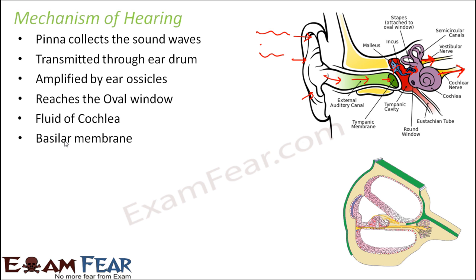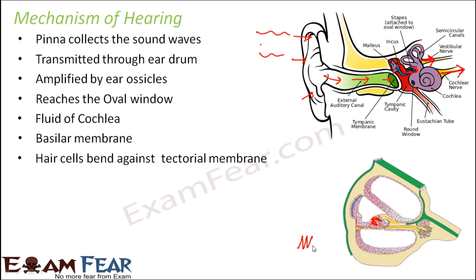So it reaches the fluid of the cochlea, which in turn affects the basilar membrane. As a result, the hair cells bend against the tectorial membrane. As I said, this is the basilar membrane, right? And here are the hair cells, and somewhere here is the tectorial membrane. Now when the basilar membrane is moved, the hair cells will also bend against the tectorial membrane, because the hair cells are present like this. So it has a membrane below, it has a membrane above. The membrane which is there above is the tectorial membrane.